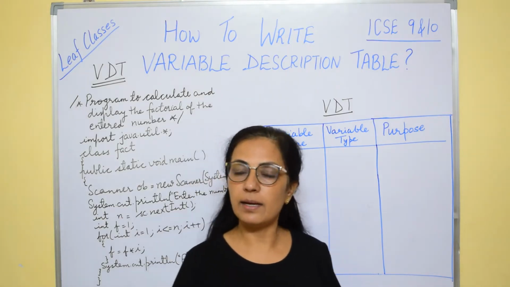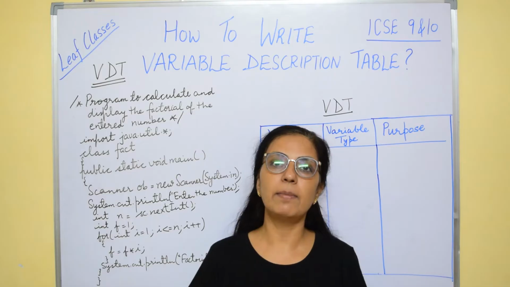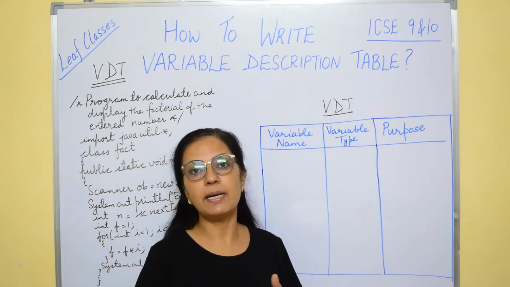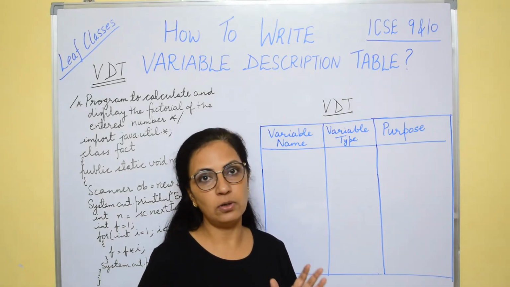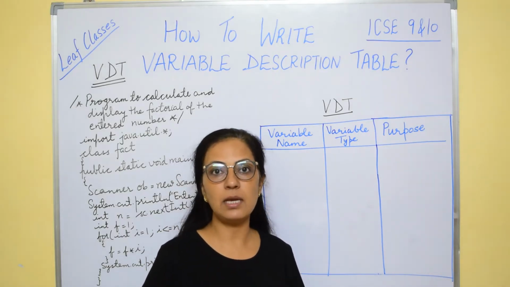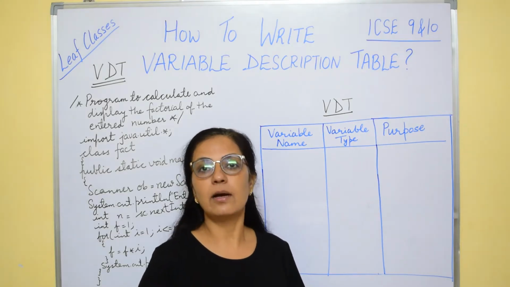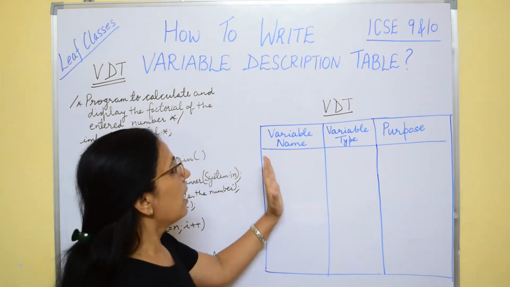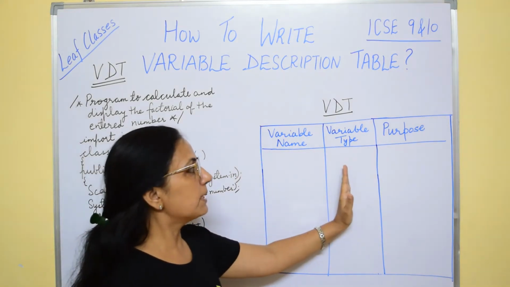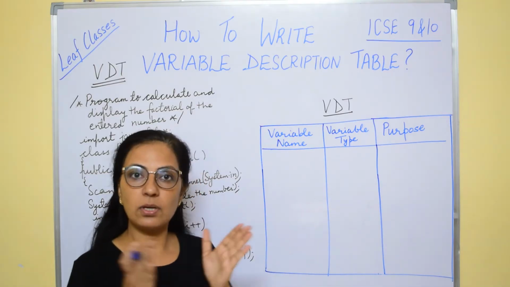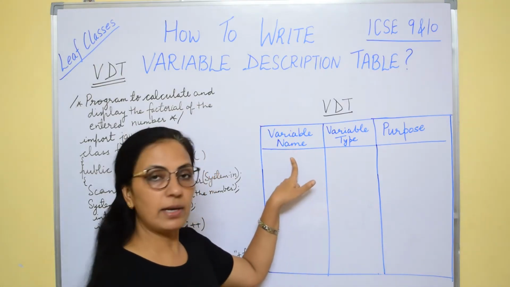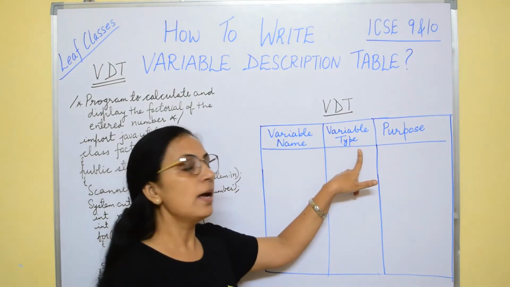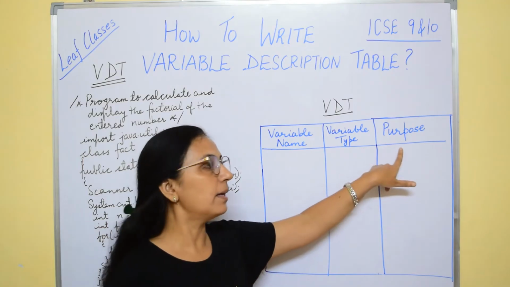Now we will be writing the variable description table or VDT for this particular program. Now there are many ways, but I will suggest you to follow the tabular method. This is very easy for you to write the variable description table. So here we will be doing like this: variable name, variable type and purpose. Make 3 columns. The first will be the variable name. All the variable names which you have taken in the program will be here. Then the type of those variables and the purpose.